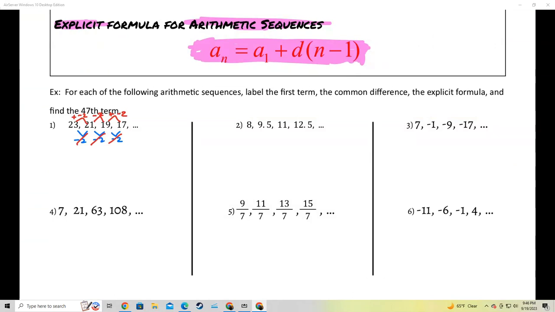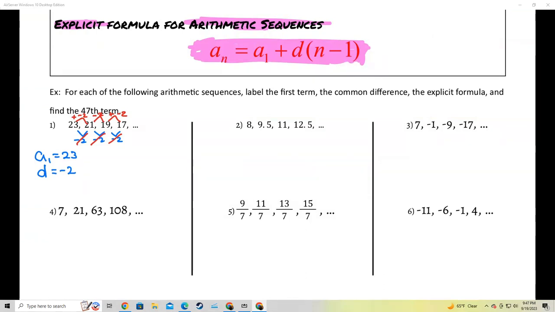They're asking me to label the first term. What was my first term? Well, that's easy. My first term was 23. What's my common difference? My common difference, which we're going to label with the letter d, is -2. Each time I'm adding a -2. So I got my first term, got the common difference. Now I'm going to write the explicit formula and I'm going to find the 47th term.